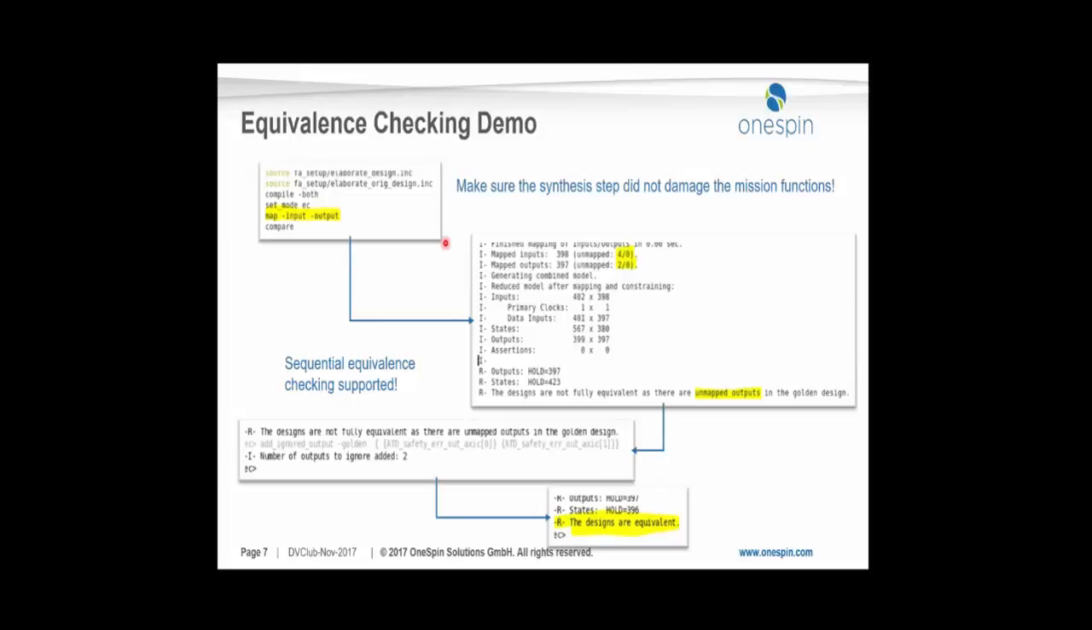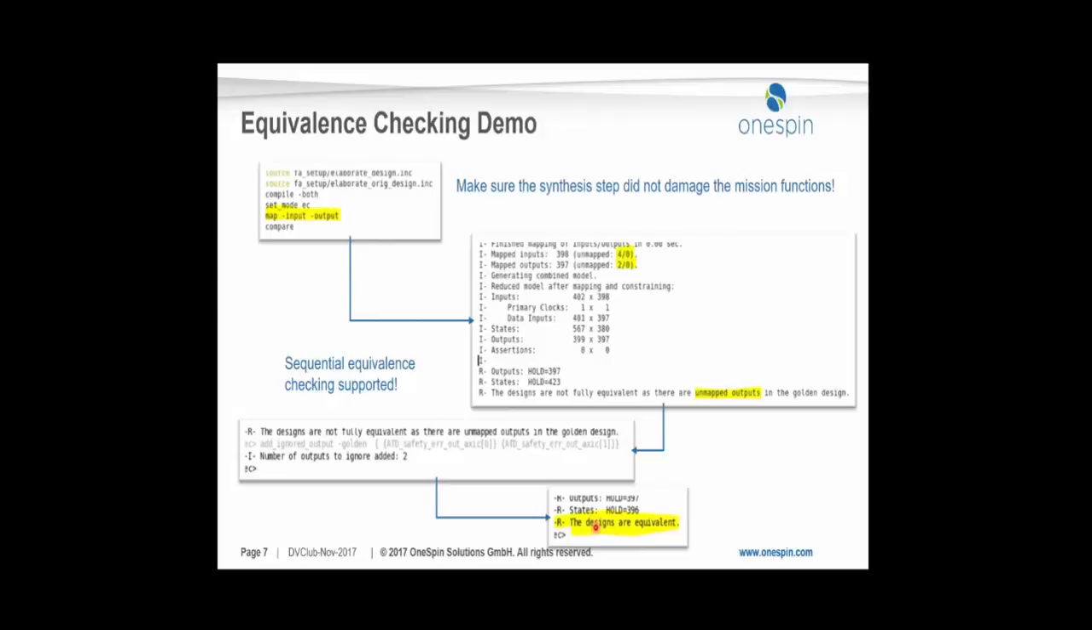So actually the alarm lines we have introduced by adding the safety mechanism. And if we ignore those additional alarm lines and we run our compare, what comes out is that the designs are equivalent. And therefore, we have done the first verification step, which ensures that we haven't broken the design or we have maintained our design functionality.